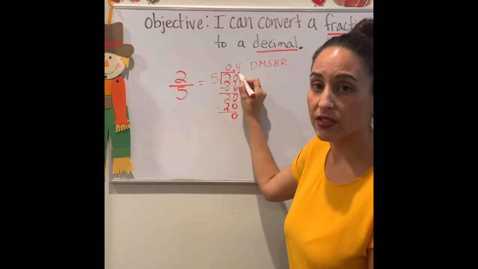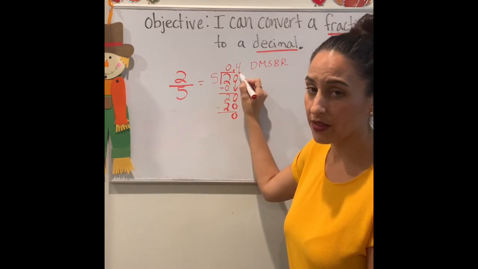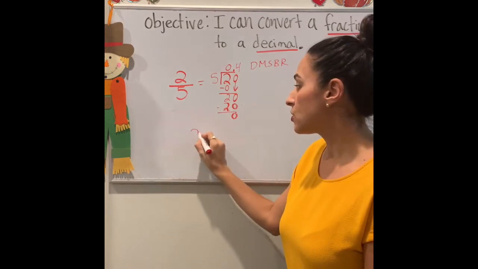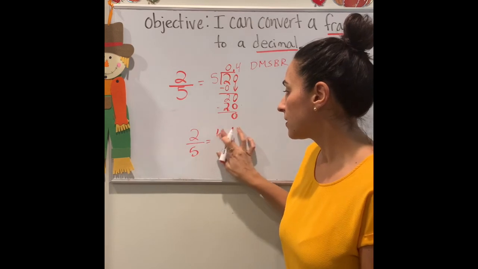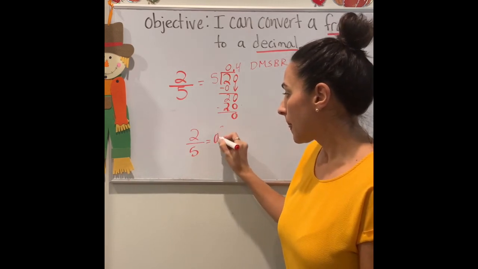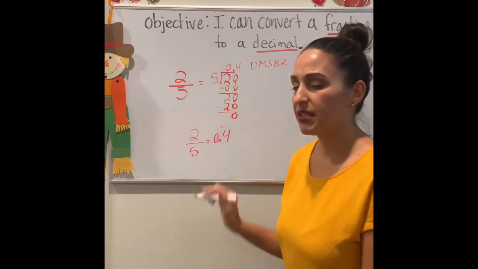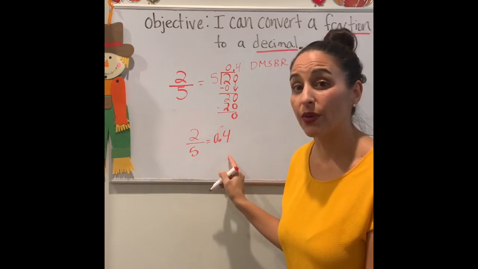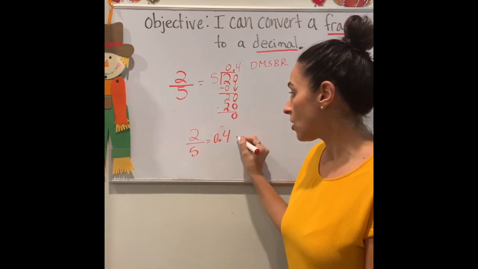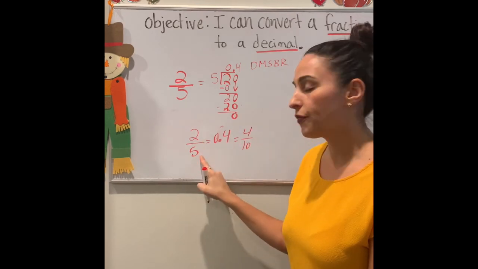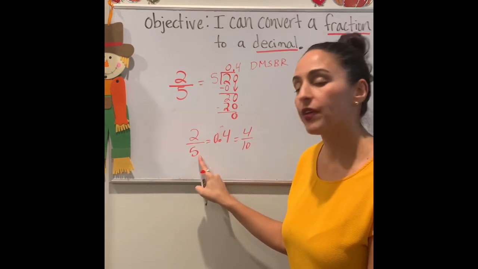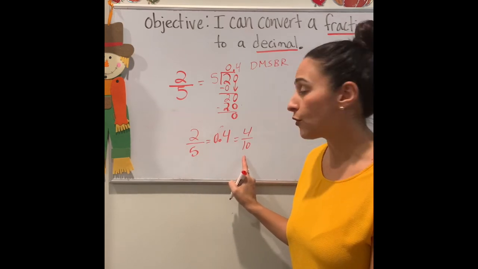So my answer is 0.4, or 4/10. Okay? So that means that 2/5 is equal to 0.4. I'm sorry. Miss Roman, you just said 4/10. You're right. That means that this is also, if you want to look at it a different way, equal to 4/10. How are 2/5 and 4/10 related? Well, 2/5 is the simplified version of 4/10.